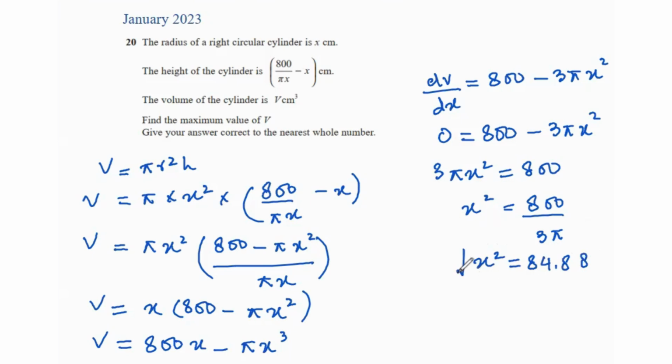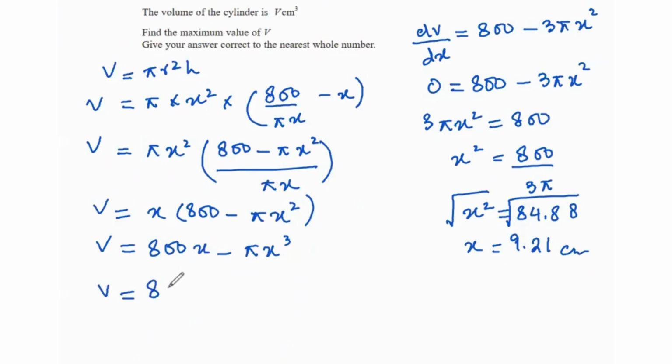Now we'll take the square root on both sides to find the value of x. And obviously we'll take the positive value because the radius cannot be negative. So square root of 84.88 is going to give us 9.21. That is your radius. Now we will put this back into the volume equation, which is this, to find the maximum value of volume.